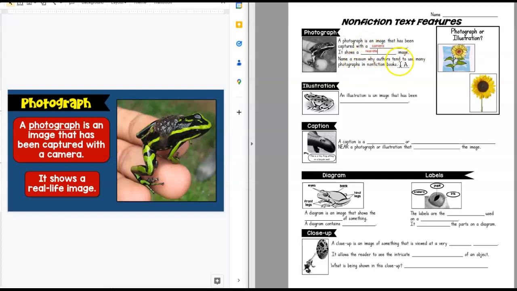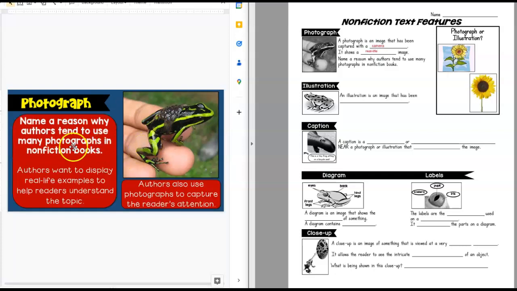Okay. Name a reason why authors tend to use many photographs in nonfiction books. Let's go to the next screen and see what we find. It says authors want to display real life examples to help the reader understand the topic. So if they can show you a real picture, it's going to mean a lot more than just somebody's drawing. So you need to go ahead and write so that they can help readers understand the topic. And you can write that right down in that area.